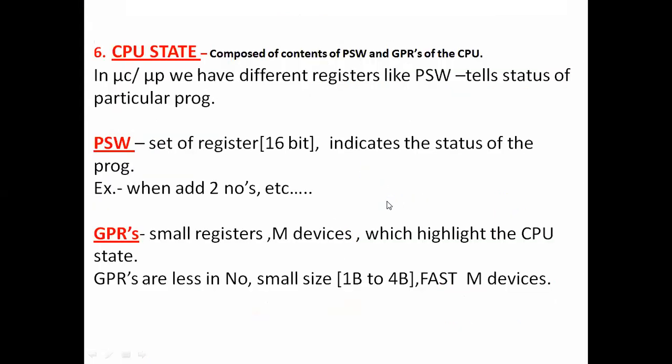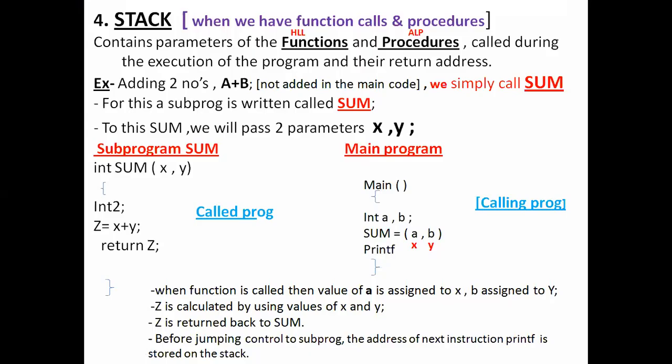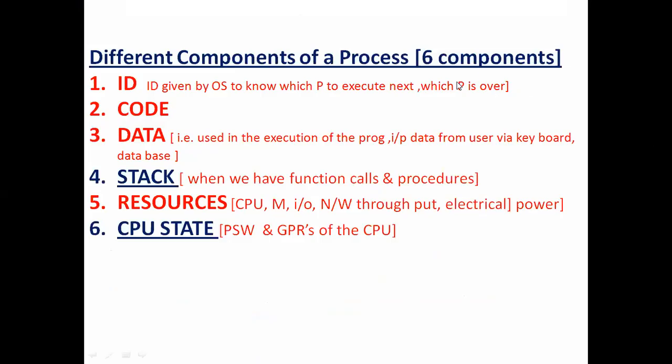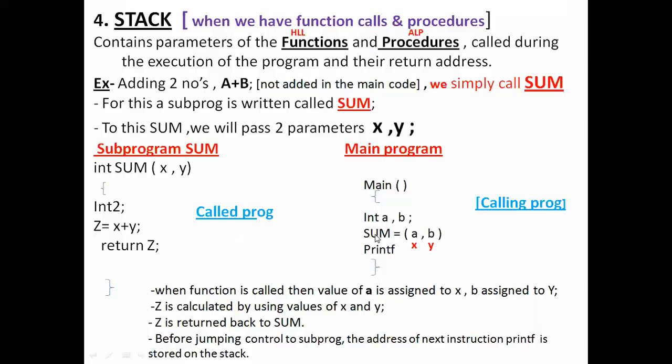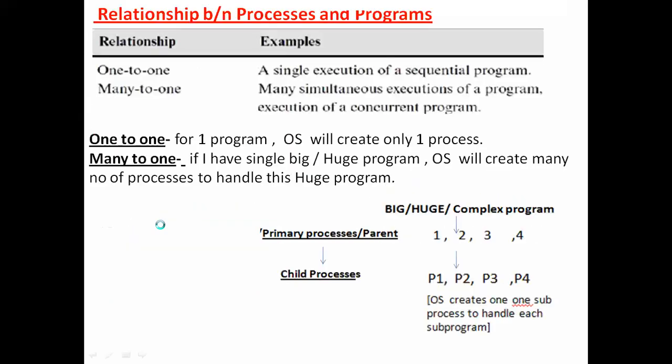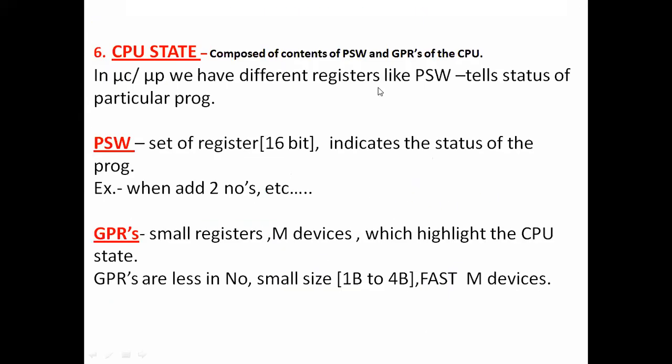Right. So the sixth state is the next component of the process, the CPU state, and this CPU state will be having the use of the processor status word, so-called PSW, and general purpose registers of CPU will be coming into picture. So now let us see the next component of process, CPU state. The CPU state can be explained using this.